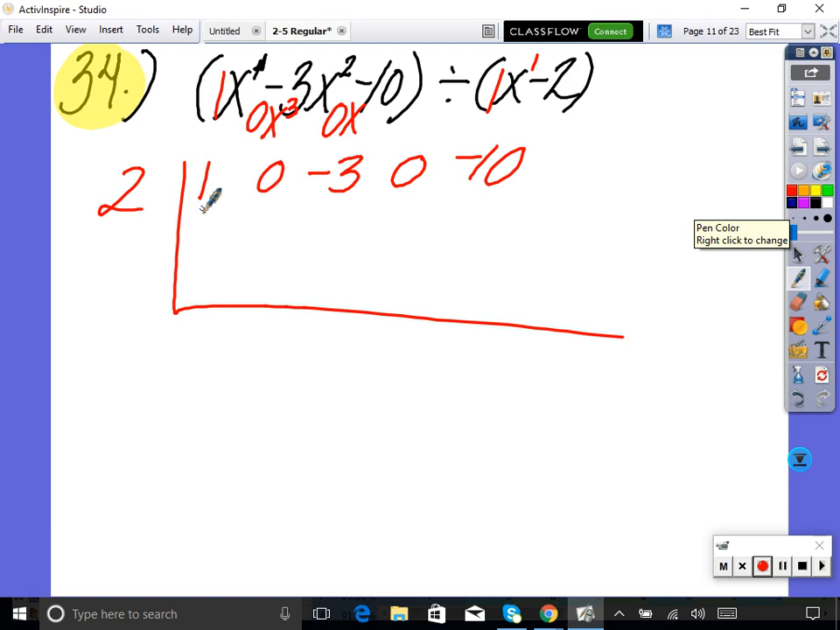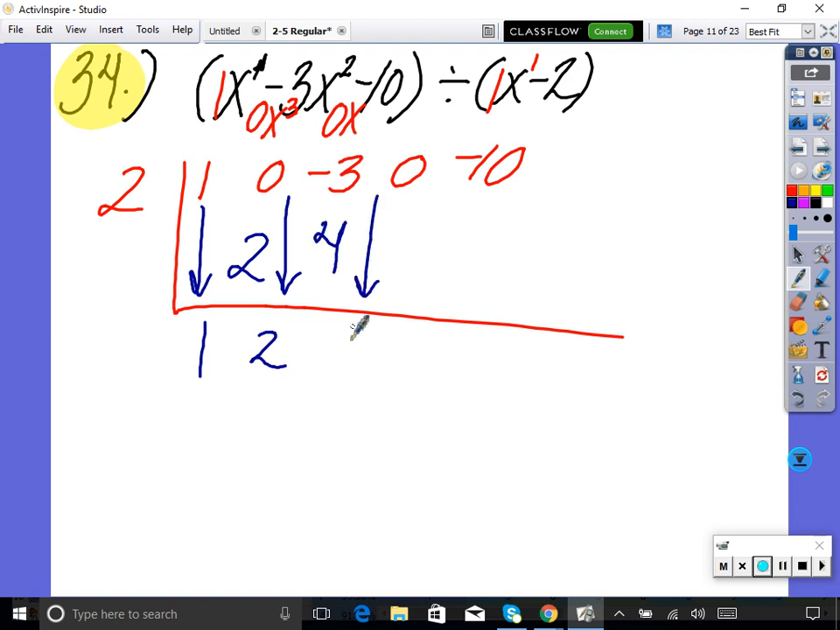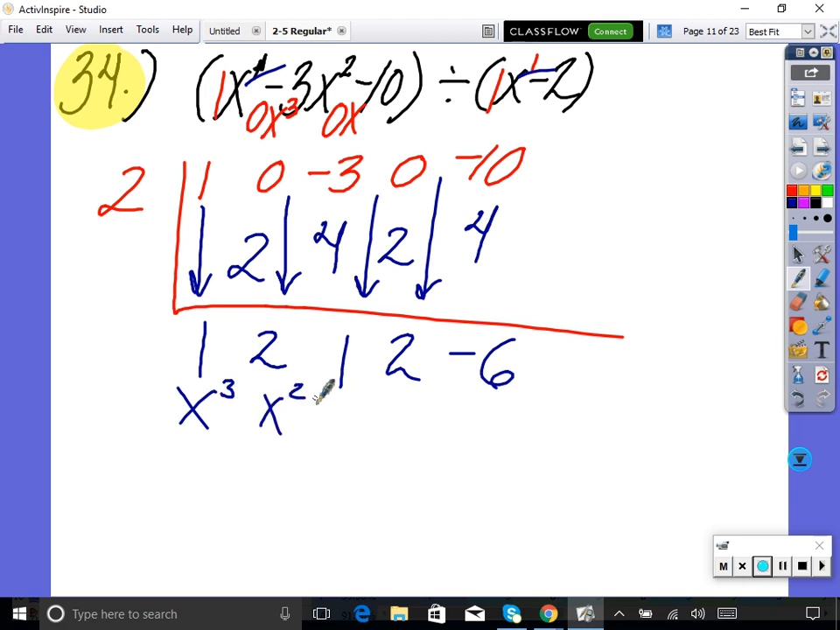Okay, we add straight down. Multiply out, add straight down, right? 2 times 2 is 4. Add straight down, we get 1. 1 times 2 is 2. We add straight down and get 2. 2 times 2 is 4. We add straight down and get negative 6. We took degree 4 divided by degree 1, giving me degree x cubed, x squared, x, constant remainder. Okay, awesome. Here we go.